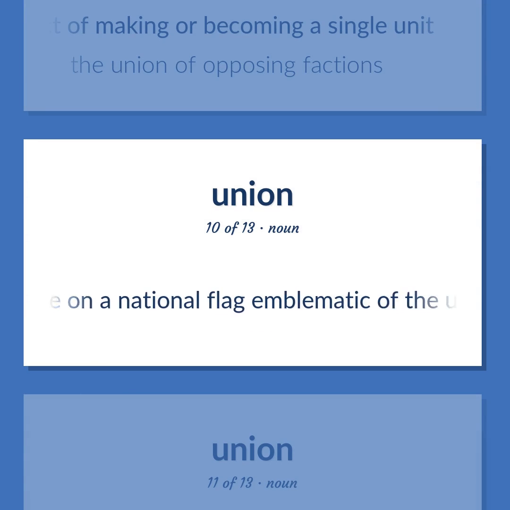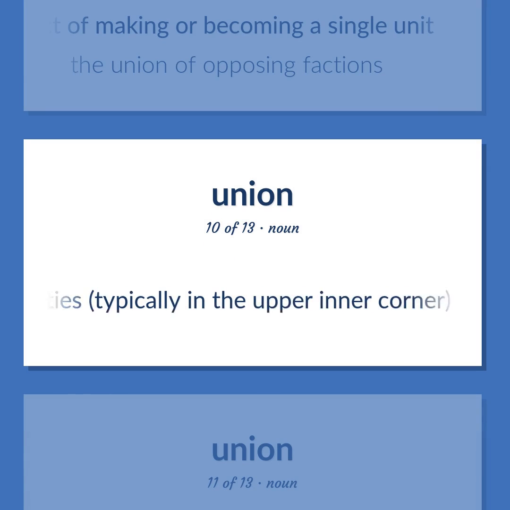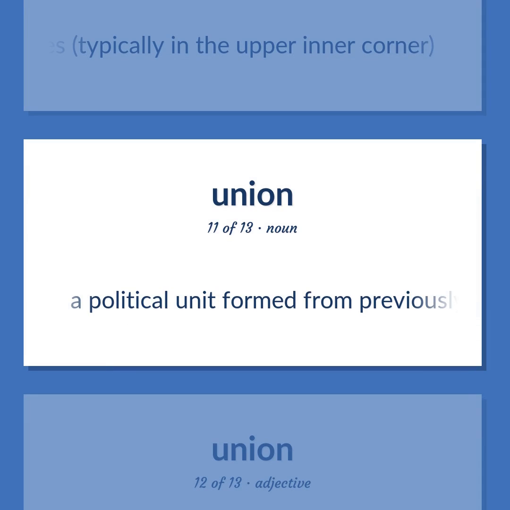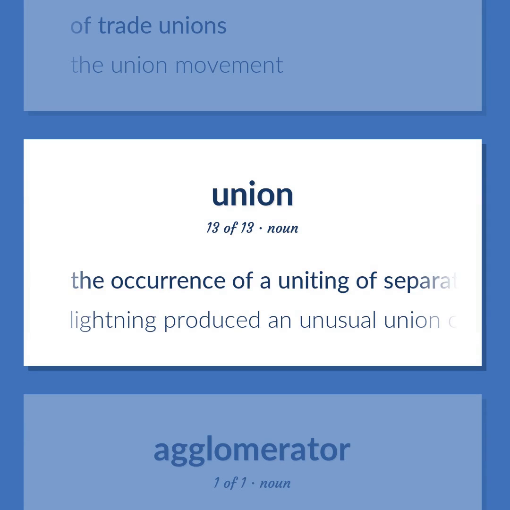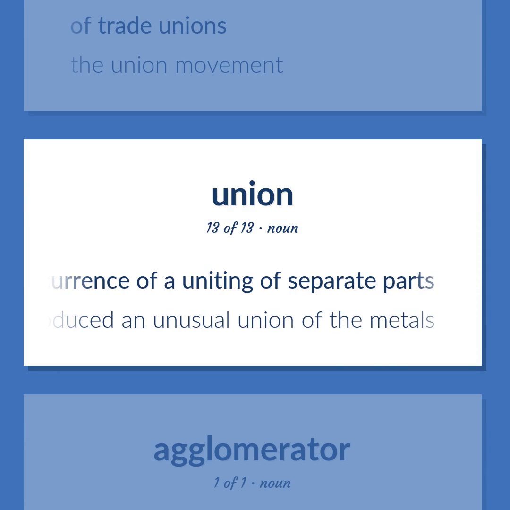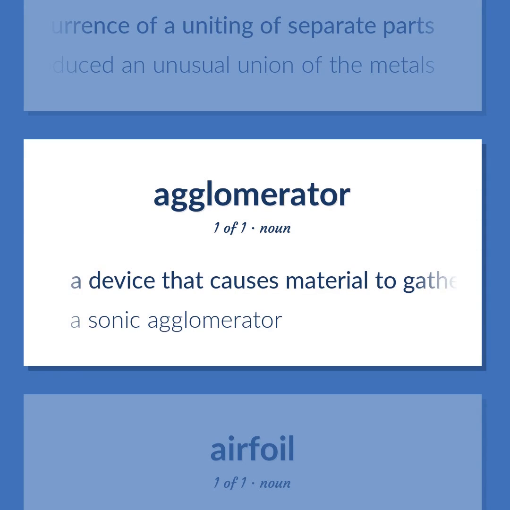A device on a national flag emblematic of the union of two or more sovereignties, typically in the upper inner corner. A political unit formed from previously independent people or organizations. Of trade unions. The union movement. The occurrence of a uniting of separate parts. Lightning produced an unusual union of the metals. A device that causes material to gather into rounded balls. A sonic agglomerator.